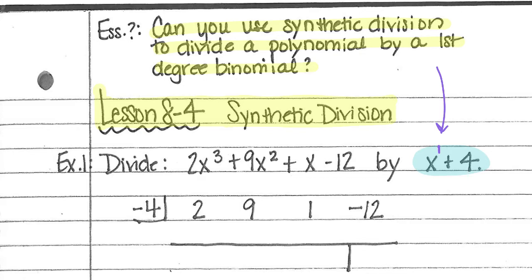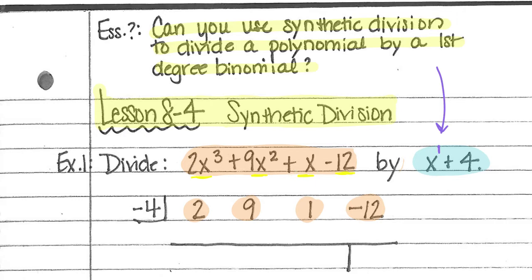We are dividing 2x cubed plus 9x squared plus x minus 12, and we are dividing that by x plus 4. So the way we're going to set this up, first of all, I want to double check. Do I have an x cubed, an x squared, an x, and a constant? I do. So I'm going to put those numbers right here. 2, 9, 1, and negative 12. Notice those are all the coefficients.